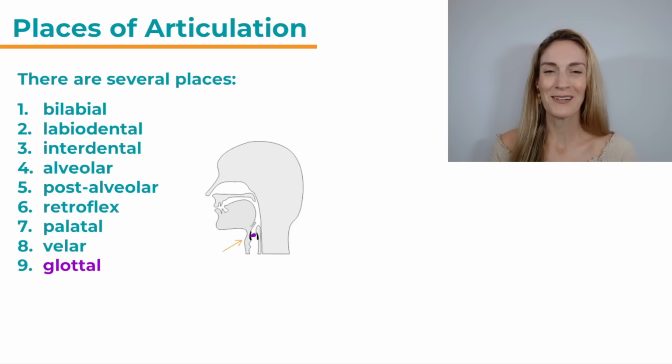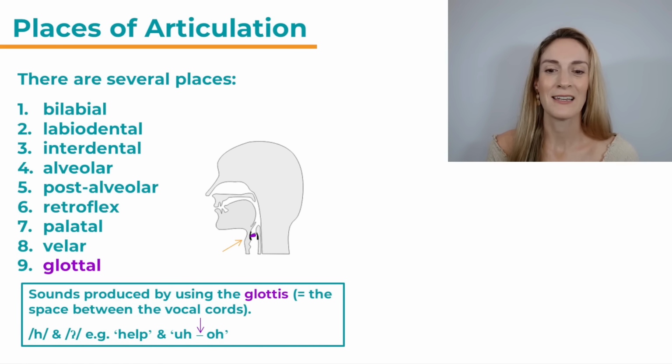Now, last but not least, we have glottal sounds. So here, the place of articulation, all the way down in your throat, really is the glottis, all right? Now, how are these produced? So the sounds are produced by using the glottis, and the glottis is not so much an articulator, but a space. It is the space between your vocal cords.